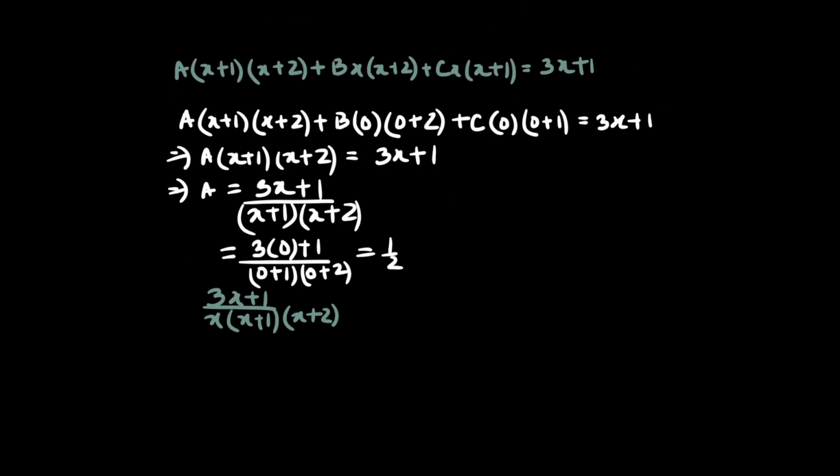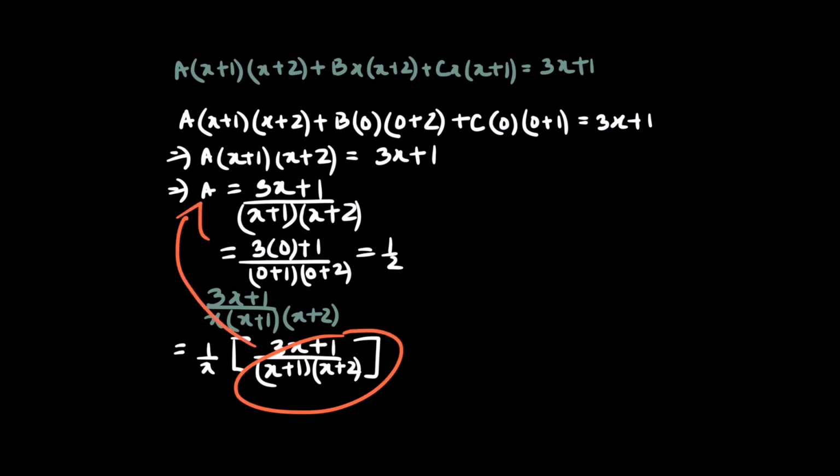Here, if you take 1 by x common, our expression will look something like this. And you'll notice that this is actually our a. So we can substitute and write this as a by x. And as you can see, this is why the shortcut actually makes sense.